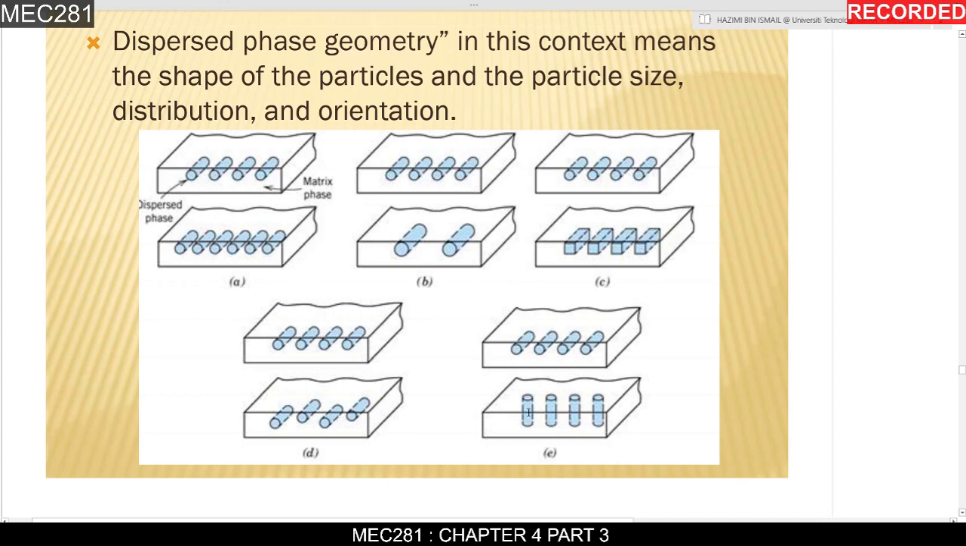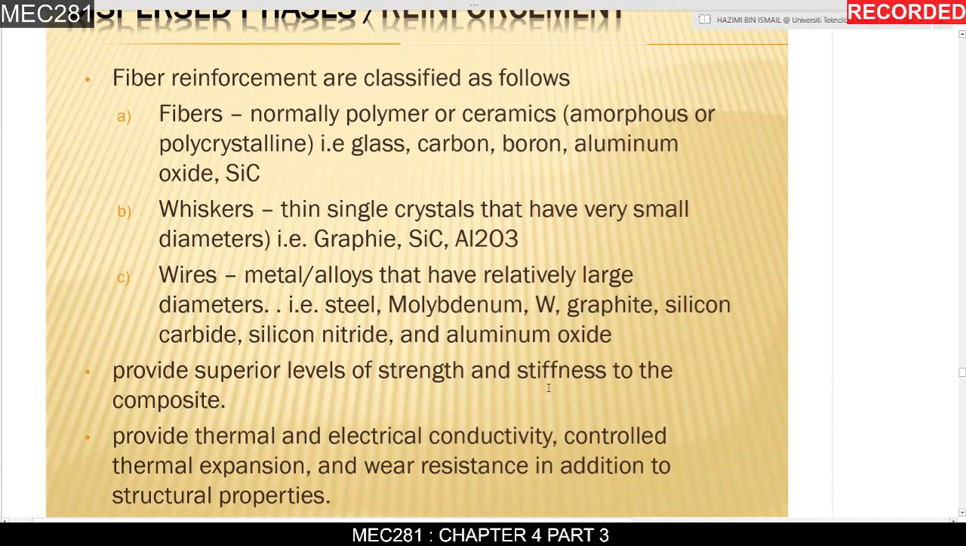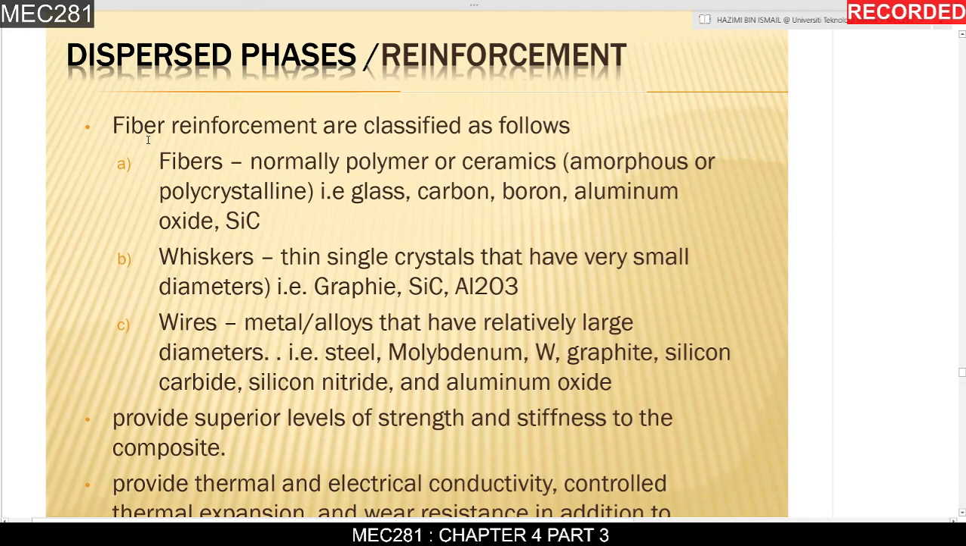Yang dalam ni kita panggil dia apa tadi? Reinforcement or dispersed phase. Okay, apa pula dispersed phase? Fiber reinforcement are classified as follows. Okay, fiber reinforcement or fiber dispersed phases. Okay, fibers, normally polymer or ceramic, amorphous or polycrystalline, glass, carbon, boron, aluminium oxide, and so on. Viscous, thin single crystal that have very small diameters, example of graphite, SiC, and so on. Wires, metal alloys that have relatively large diameter.